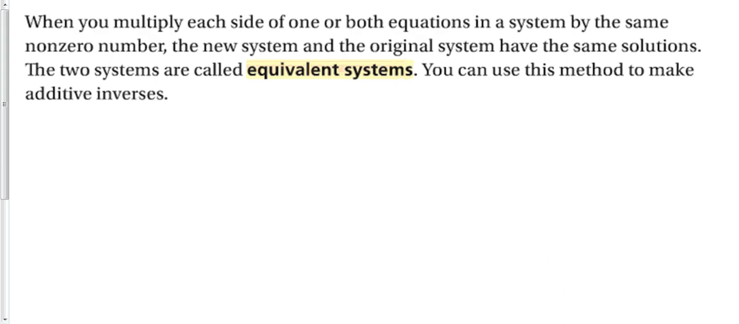Okay, so what you're going to have to do this time is change your system into an equivalent system. When you multiply each side of one or both equations by the same non-zero number, the new system and the original system have the same solutions. The two systems are called equivalent systems. So you can do this to change a system into something that has an additive inverse. Multiplying any number by a system is going to keep it the same.